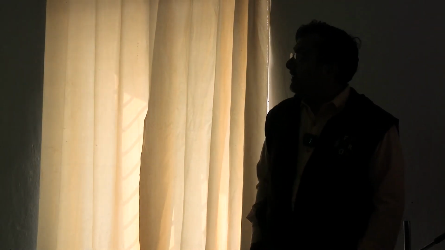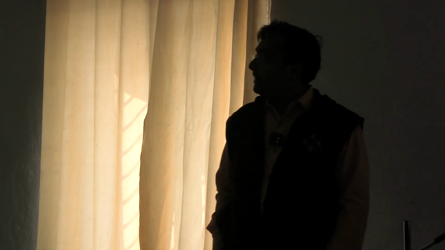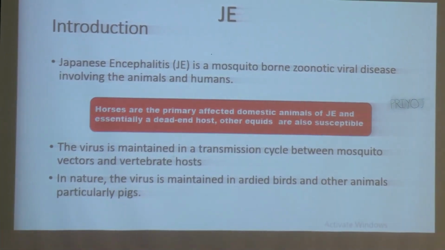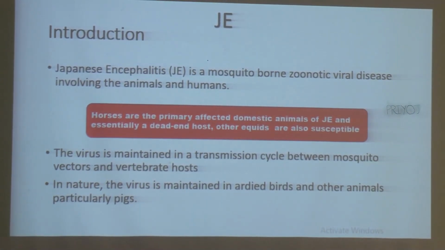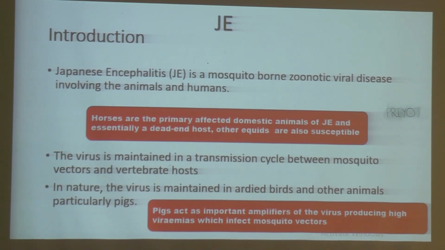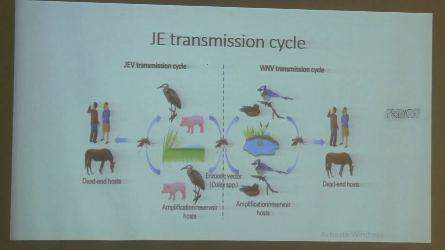The virus is maintained in a transmission cycle between mosquito vectors and vertebrate hosts. In nature, the virus is maintained in birds and other animals, particularly pigs. I think JE epidemiology was taught in our theory class. Remember that pigs are the amplifiers. So pigs are actually important amplifiers of the virus, producing high viremias which infect mosquito vectors.